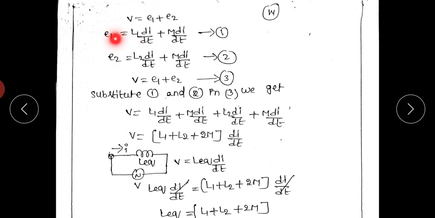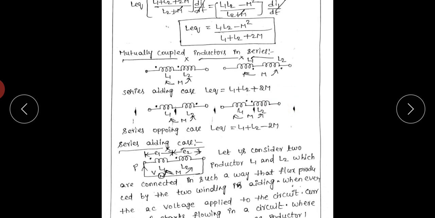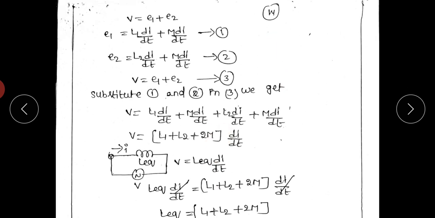So the first coil's induced EMF E1 equals L into di by dt. Here the two inductors are in series connection, so the current in the two inductors is the same. It equals I. So E1 equals L1 into di by dt plus M into di by dt. The first term indicates the self-induced EMF, the second term indicates the mutual induced EMF. Similarly, the second inductor's induced EMF E2 equals the self-induced EMF L2 into di by dt plus the mutual induced EMF M into di by dt. Okay, let this be equation number 1 and this equation number 2.